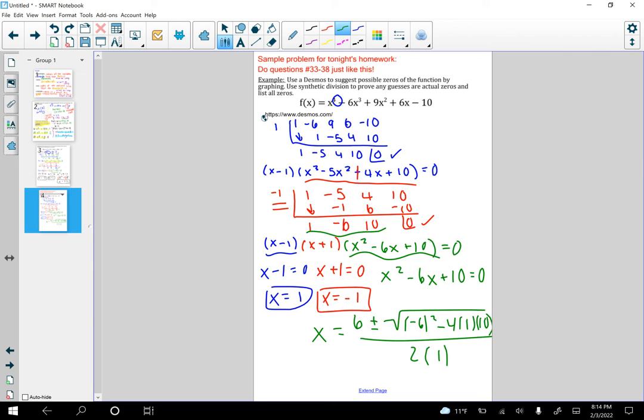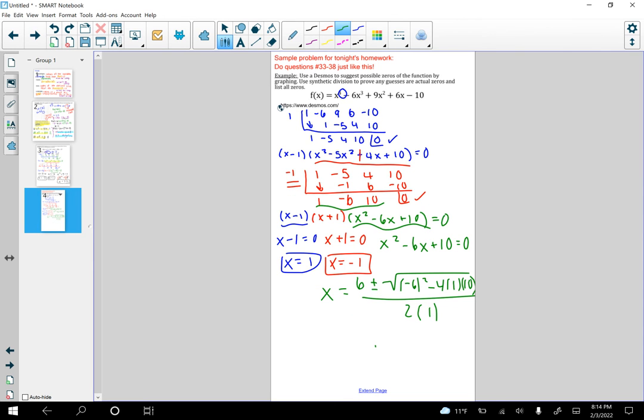Okay, so I got to this point from that. I know this is getting smaller and smaller for you to see, but hopefully you can kind of follow along here. I got to here, 6 plus or minus 2i, because I ended up getting a negative 4 under the square root. Don't forget to break this up for a final answer of 3 plus or minus i.